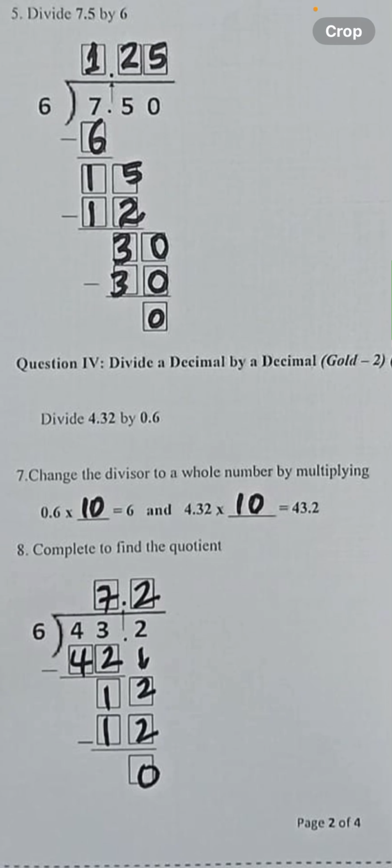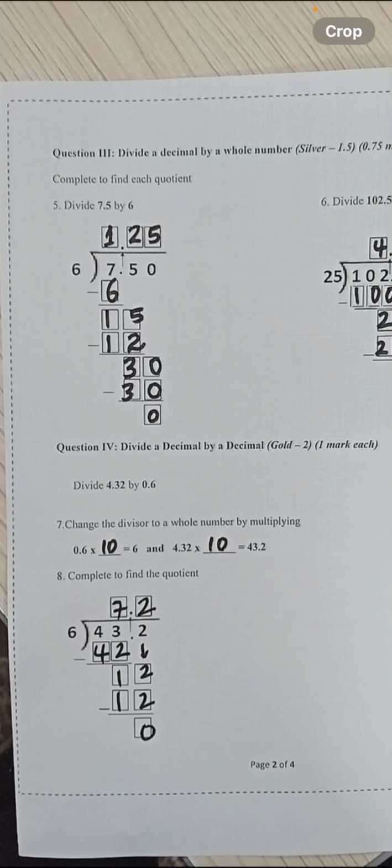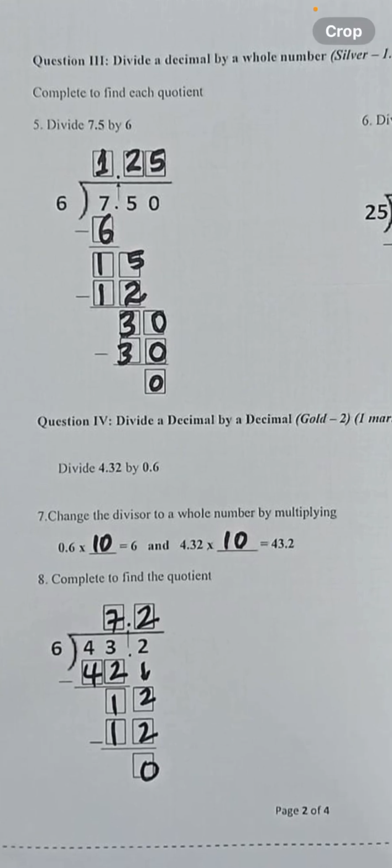Now next question, divide decimal by decimal. 4.32 divide 0.6. In this case we move the point to the right in both the divisor and dividend, one step. This becomes 43.2 divide 6. Now 6 became a whole number, then we divide 43.2 by 6. The same as above.